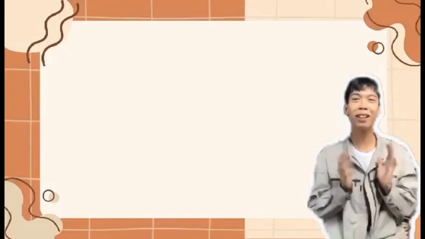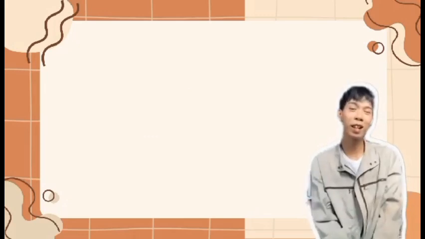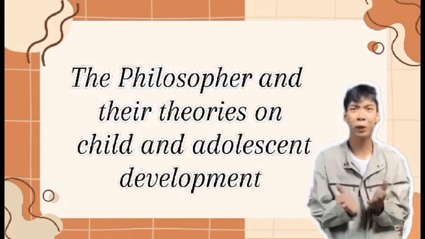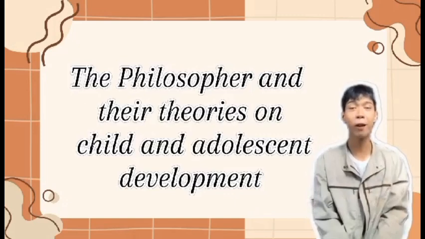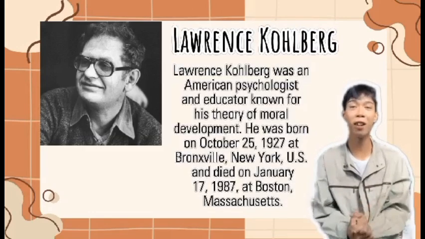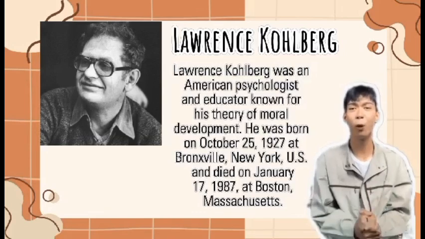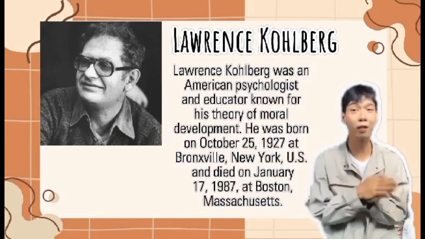Good day everyone, I'm Jude Reynald B. Benitez, and today we are going to discuss one philosopher and their theories on child and adolescent development. So this philosopher right here is no other than Lawrence Kohlberg. Lawrence Kohlberg was an American psychologist and educator known for his theory of moral development.